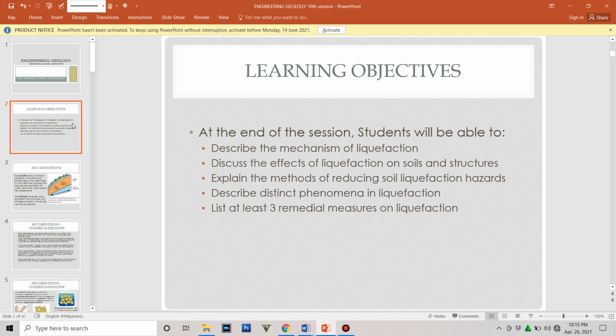As for our learning objectives, at the end of this session, you will be able to describe the mechanism of liquefaction, discuss the effects of liquefaction on soils and structures, explain the methods of reducing soil liquefaction hazards, describe distinct phenomena in liquefaction, and list at least 3 remedial measures on liquefaction.